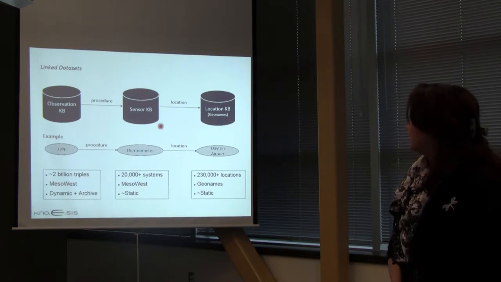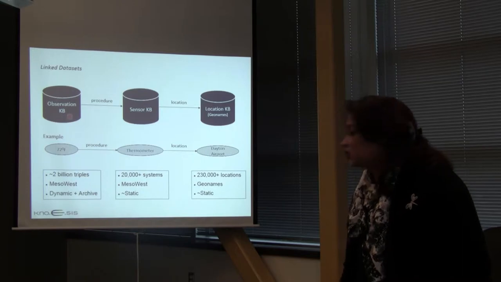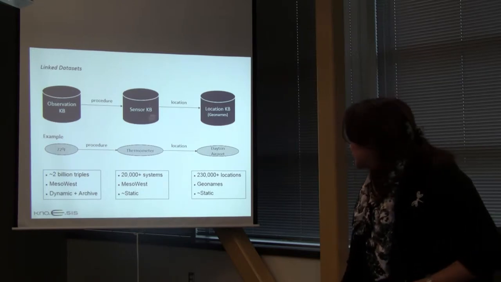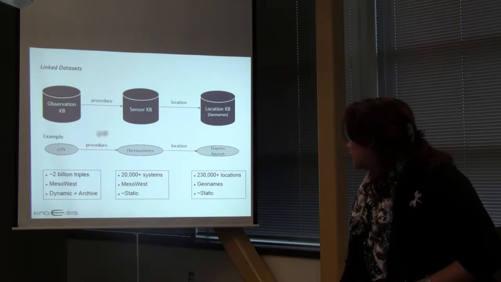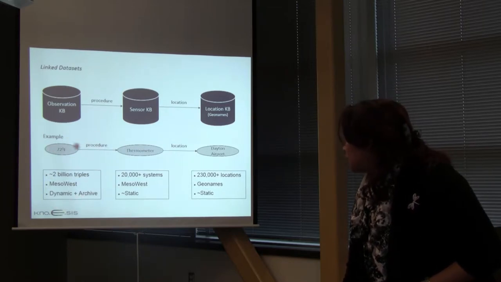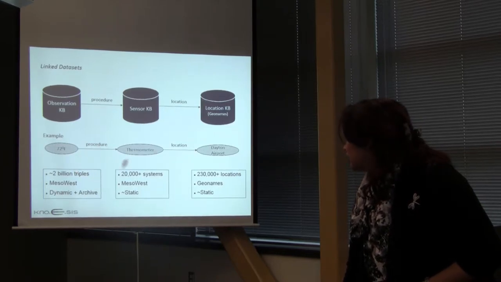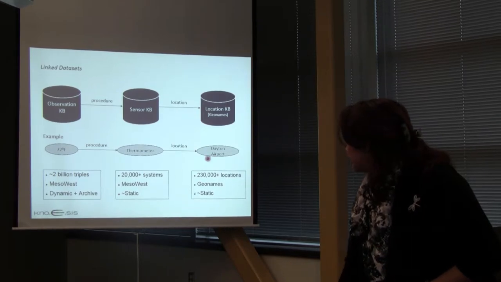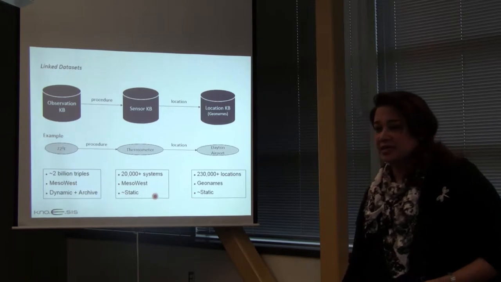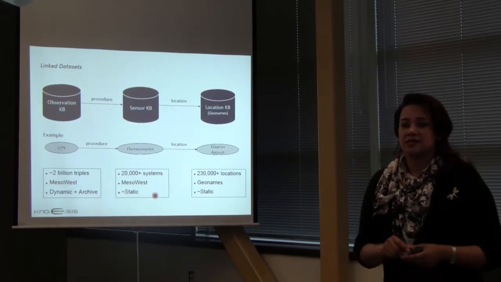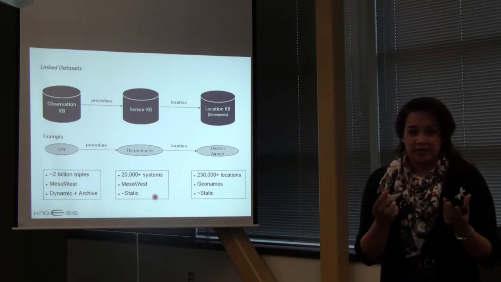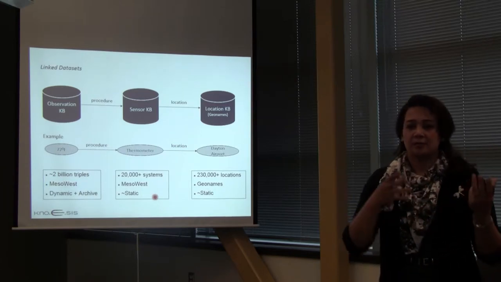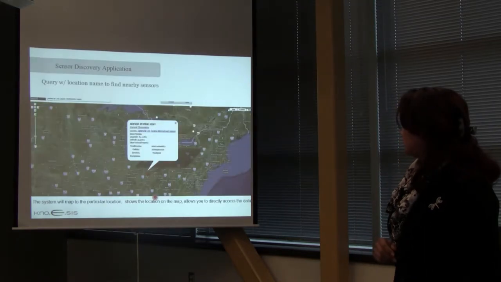These are linked data sets. So we have a variety of observations here, let's say sensors and location. Here in this part, you can see approximately 2 billion triples from MesoWest. So here the sensors are approximately 20,000 plus, and locations 230 plus. By having a smaller amount of sensors, it's much easier for a human to analyze the data, to make sense of it, and make it meaningful to use.